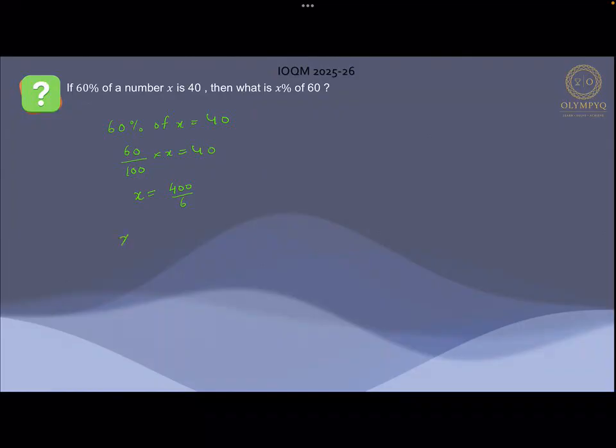So x percent of 60 means we need to calculate x divided by 100 of 60. The x value we already know, that is 400 divided by 6, times 60 divided by 100. These two zeros and these two zeros will get cancelled, and the 60 will get cancelled with the 6 leaving 10. Therefore, we get the final answer, which is equal to 40, and the same is mentioned by the IOQM final answer key as well.